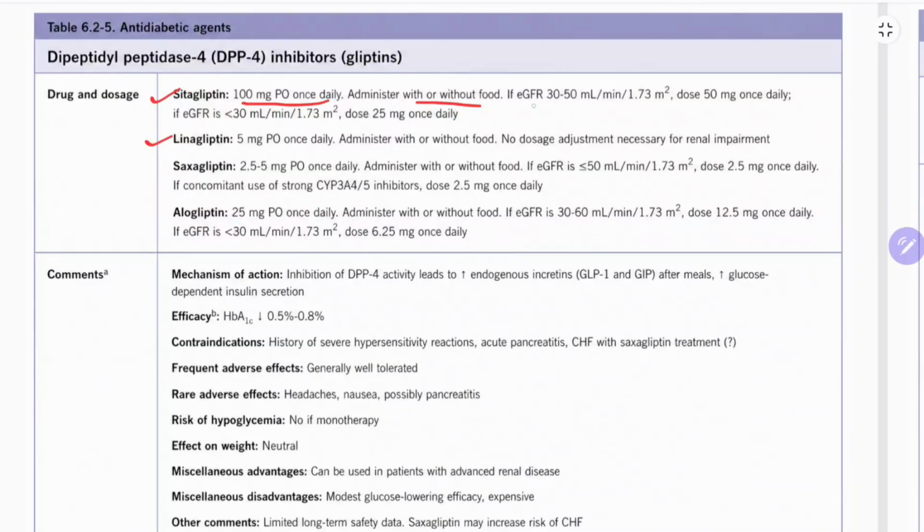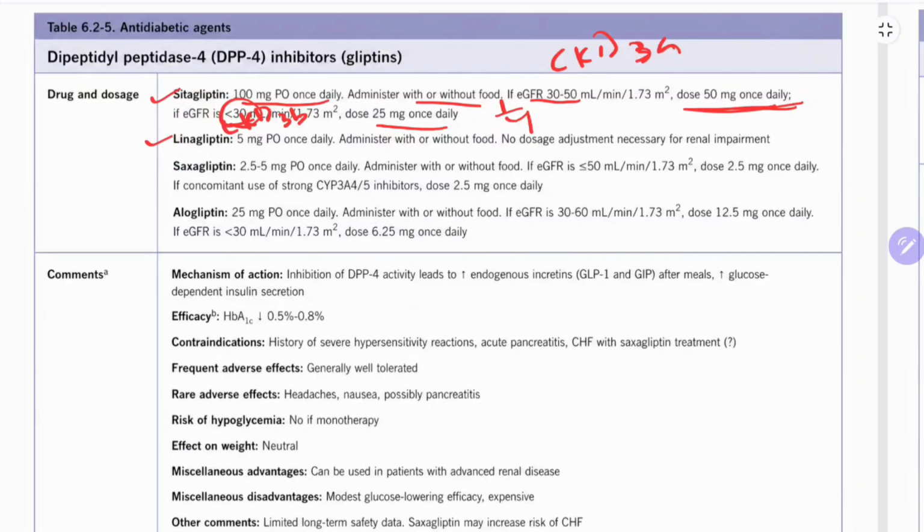But remember, if the eGFR is between 30 to 50, for example CKD 3A, the dose should be halved, that is 50 mg once daily. And when the patient reaches CKD 3B stage, meaning less than 30 eGFR, the dose should be reduced to one-fourth. So that's why in CKD this sitagliptin is not used.